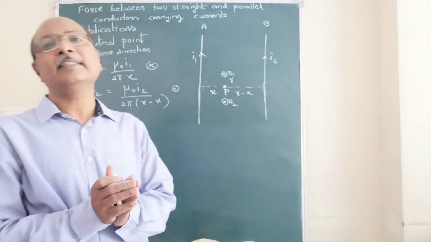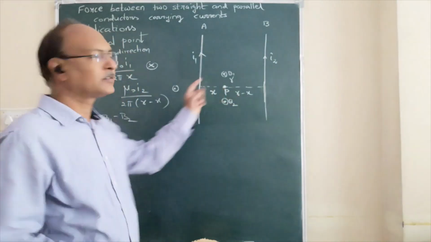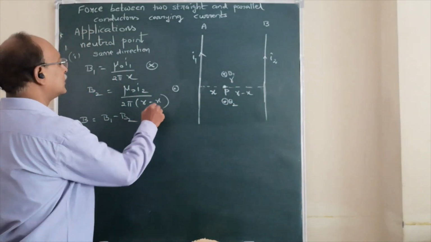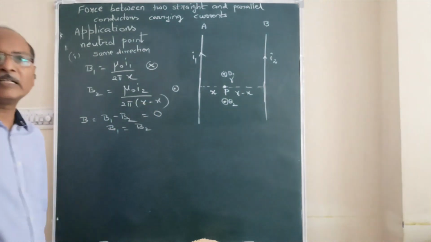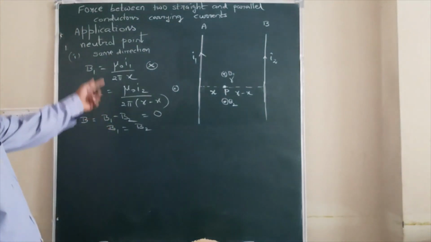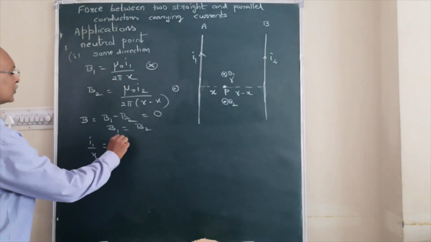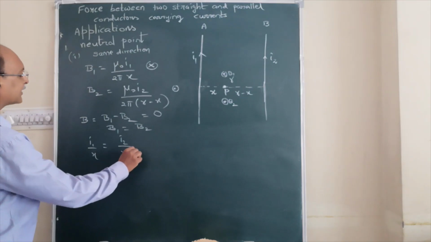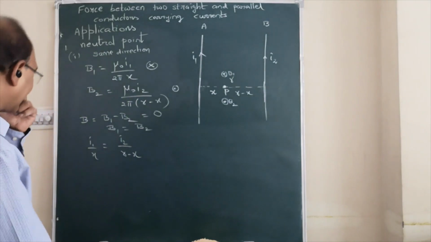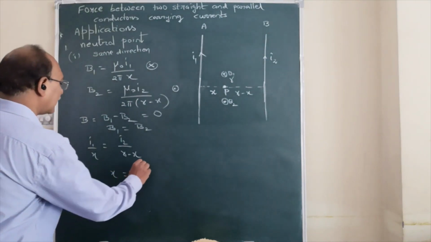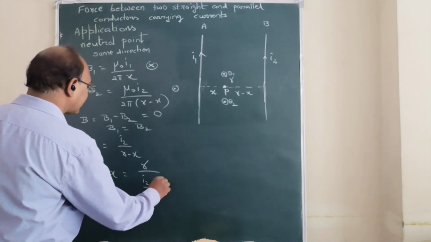So if that is to be equal to 0, because we have to find the position of the neutral point, the magnitudes should be equal. B1 is equal to B2. So equating, you can write I1 by x is equal to I2 by r minus x. If you simplify this, you can write x is equal to r by (I2 by I1 plus 1).